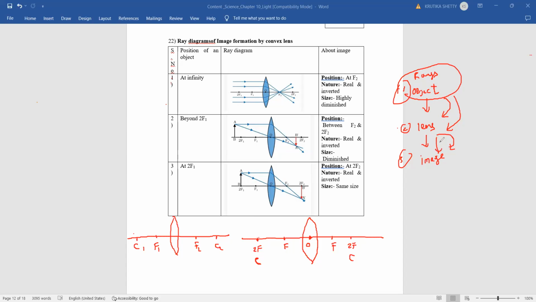Understood. So now, whatever rays are there, these rays are coming from the object, and based on the position of the object the image changes.